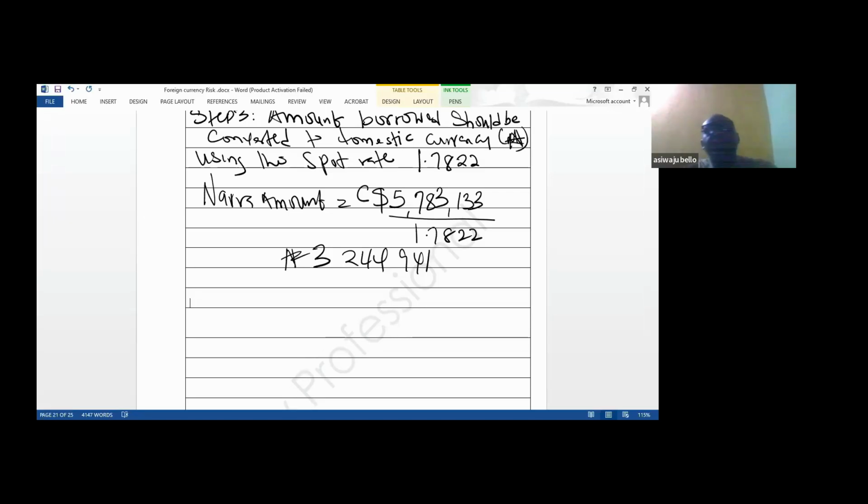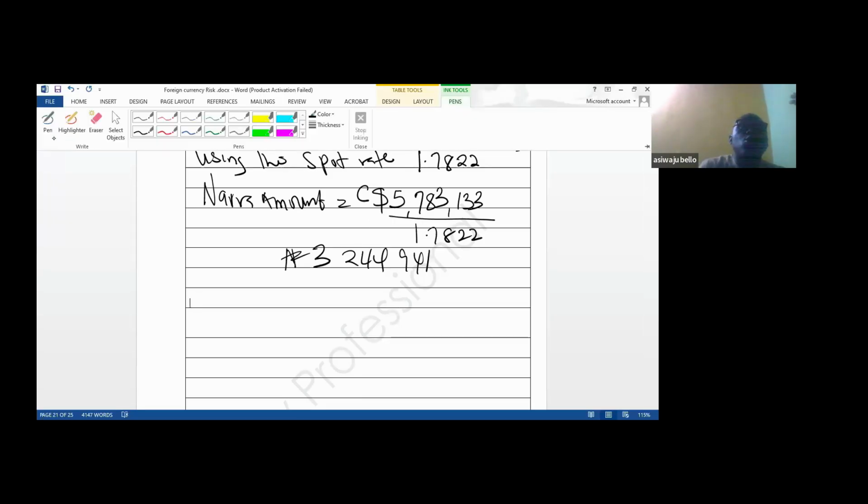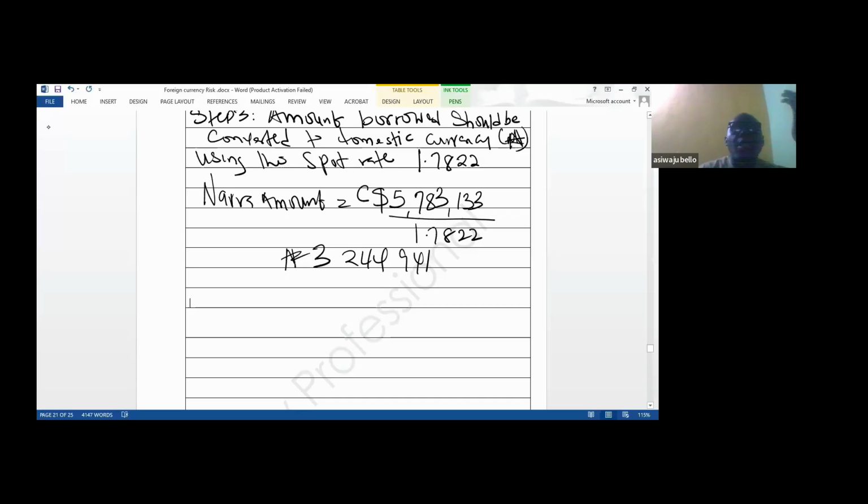All right, step 4. We have converted the amount to Naira. What will the company do with this Naira amount?